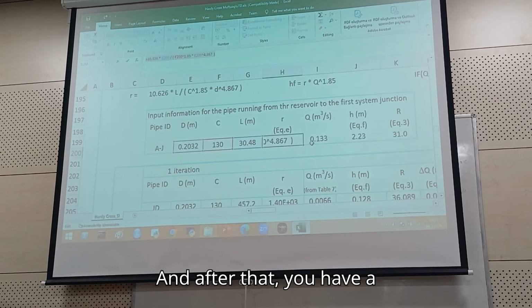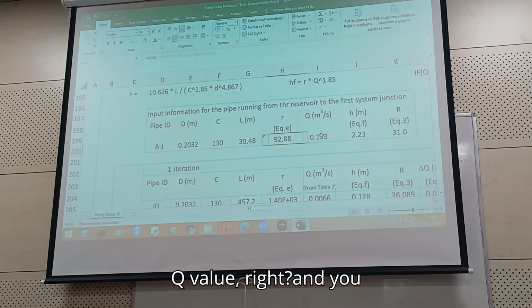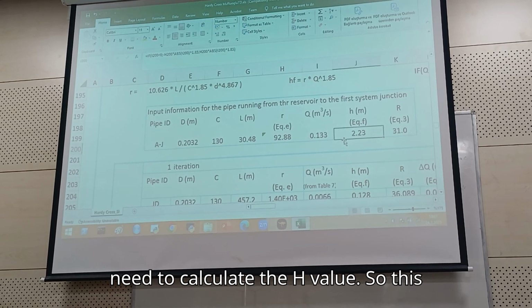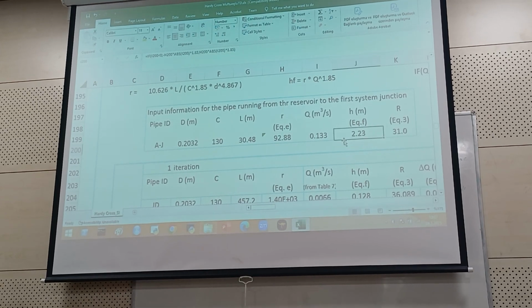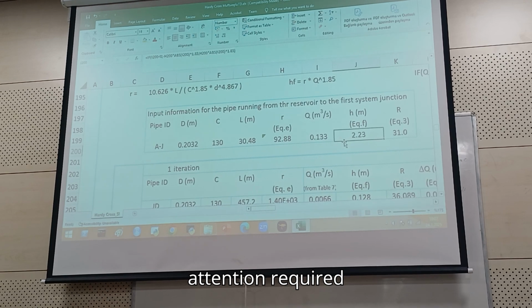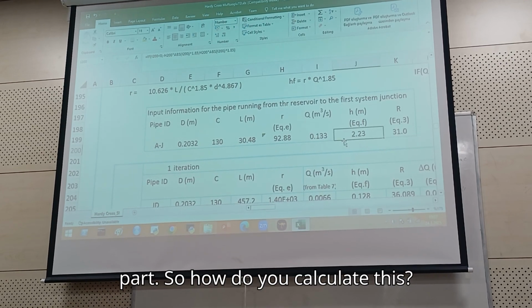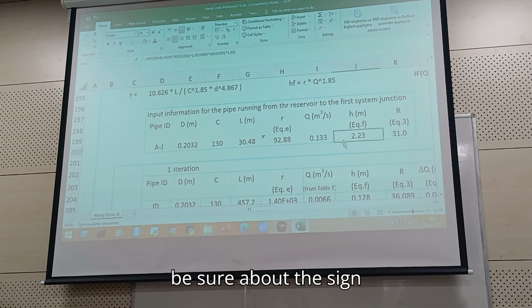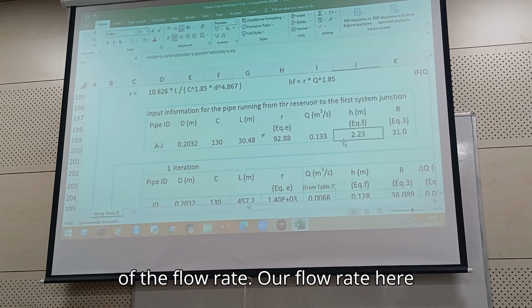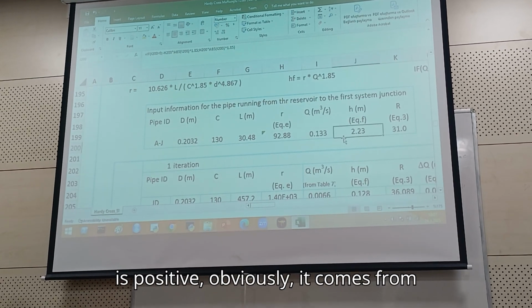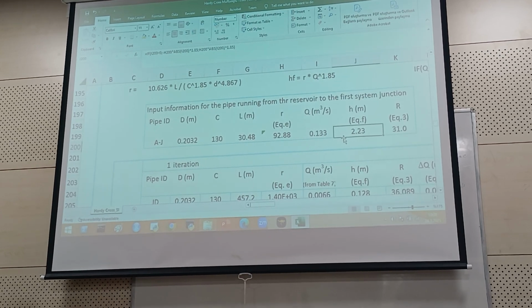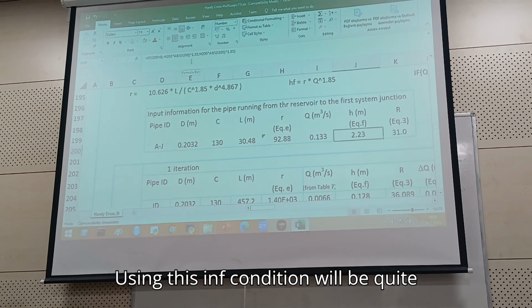And after that, you have a Q value, right? And you need to calculate the H value. So this is the most attention required part. So how do you calculate it? In order to calculate the H, you need to be sure about the sign of the flow rate. Our flow rate here is positive, obviously, it comes from the reservoir. Therefore, using this if condition will be quite easy for you.